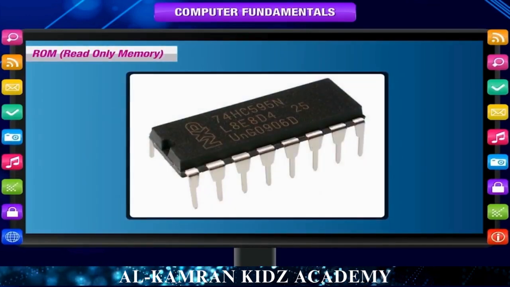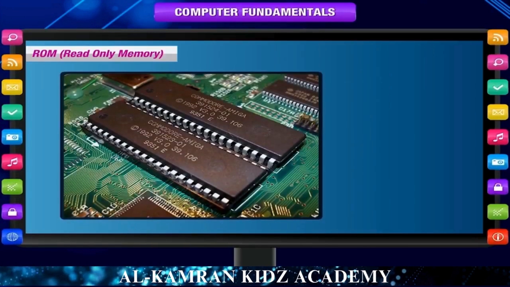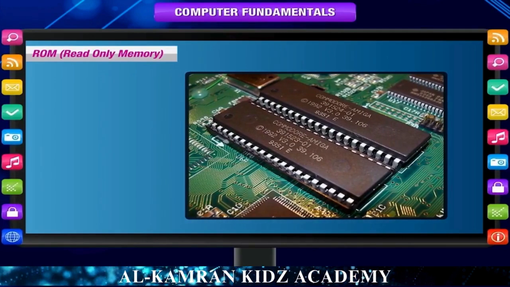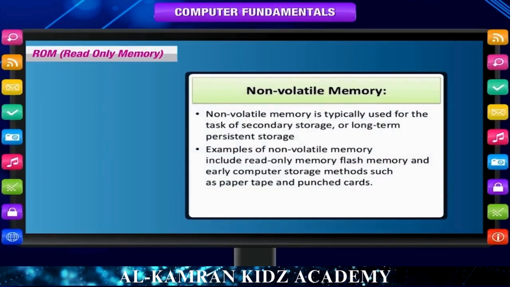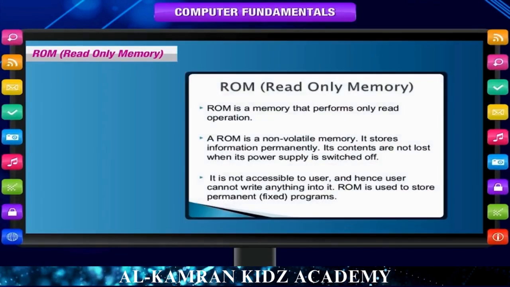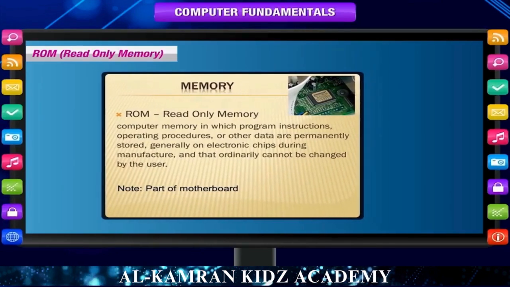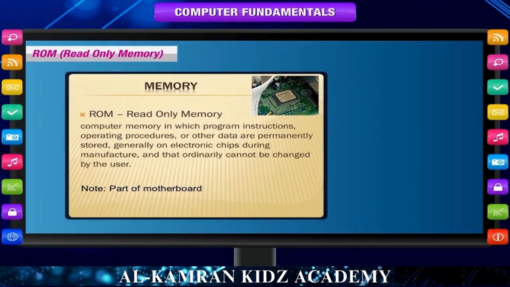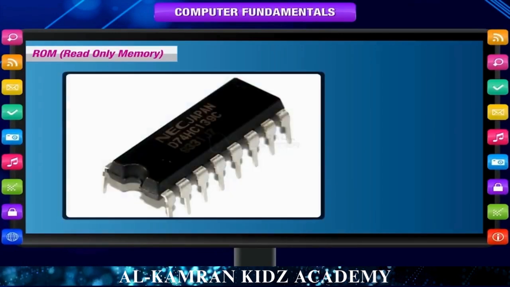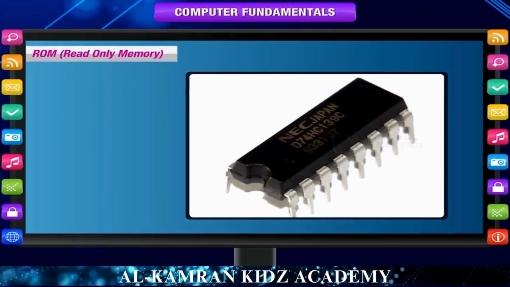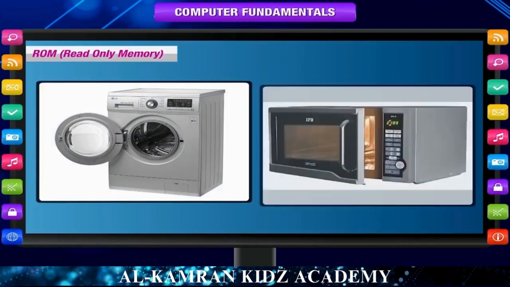ROM, read-only memory. ROM stands for read-only memory, the memory from which we can only read but cannot write on it. Read-only memory is non-volatile. It is permanent in nature. The contents of ROM are not lost even if the power is off. The information that is required to start a computer is stored permanently in such memories during manufacture. ROM chips are not only used in the computer but also in other electronic items like washing machines and microwave ovens.